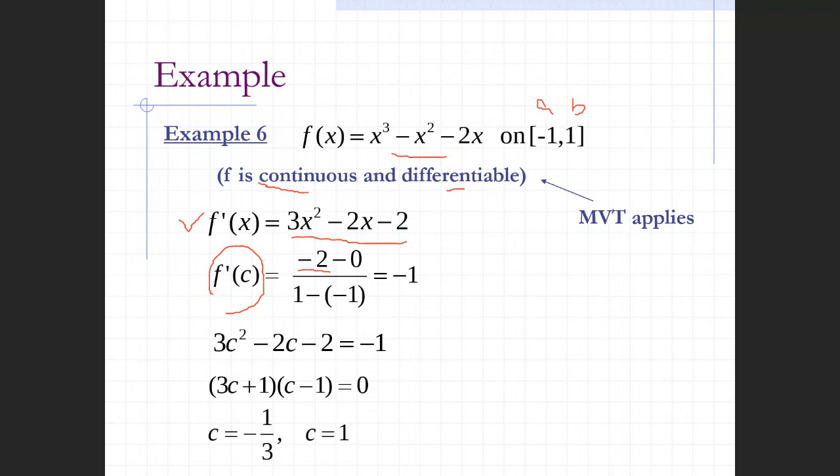So put the value b = 1 in the original function. Your f(b) will be minus 2. f(a) is 0, and divide by b minus a. So b is 1 and a is negative 1. So f'(c) will come out negative 1. Now take the function f'(x) and replace x with c, and set this equal to negative 1. When you solve this, you can find the values of c. There are two values for c. So there are two tangent lines which are parallel to the secant line.